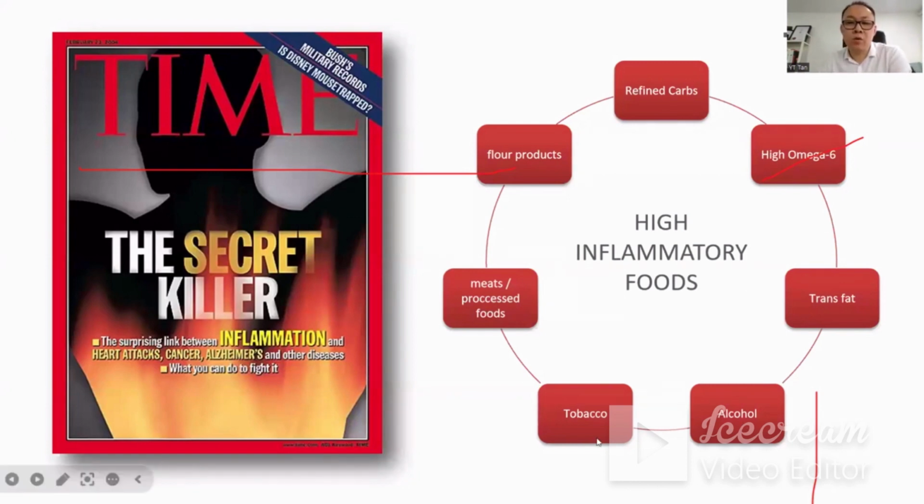Okay, and then also alcohol and tobacco. These two are actually creating a lot of inflammation by generating a lot of free radicals, and free radicals will give you oxidative stress. So we repeat it again and again. And of course, meat and processed food will contribute to inflammation in your blood vessels, and too much protein intake will be harmful to your colon and your intestine as well. And the flour products are all made from refined carbs.